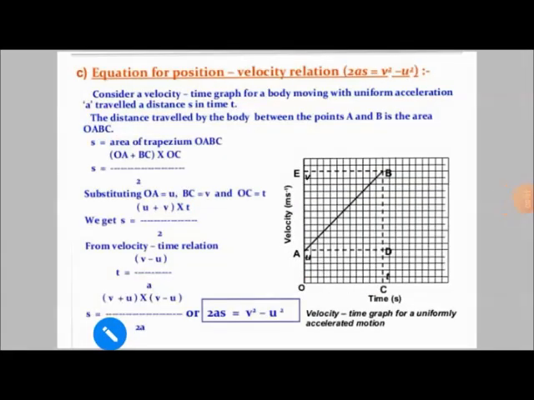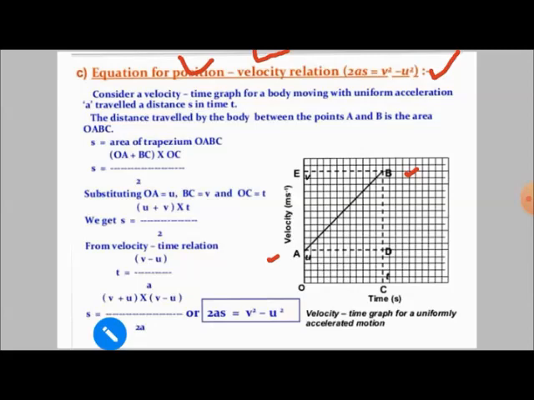The third equation of motion gives the relation between the position and velocity, and it is 2as equals v square minus u square. Let us consider a velocity time graph for a body moving with uniform acceleration A, traveling distance s in time t. The distance traveled between the points A and B is the area OABC, which is the area of a trapezium. The formula for the area of a trapezium is the sum of parallel sides divided by 2 into the distance between the parallel sides.